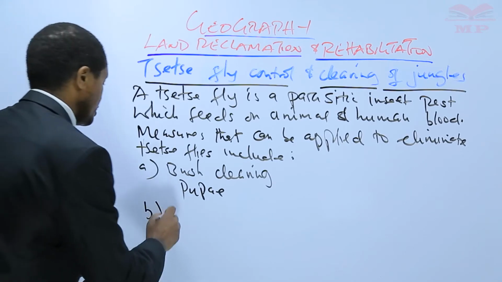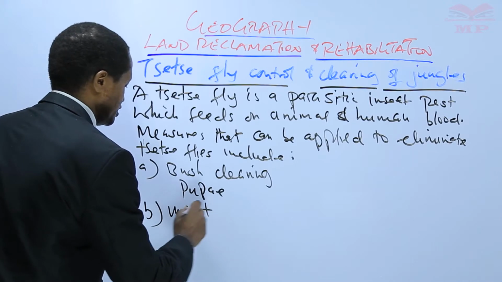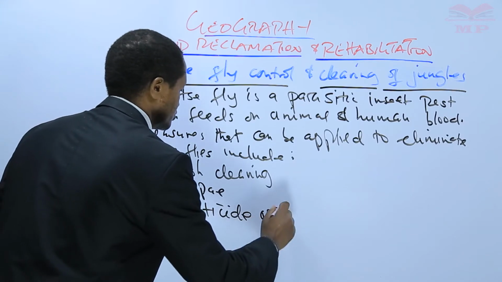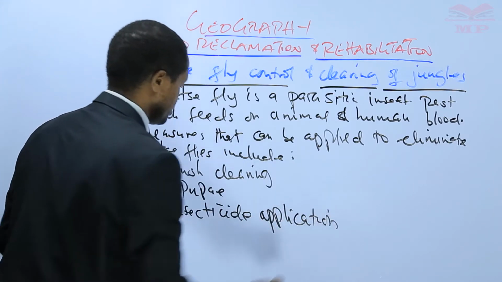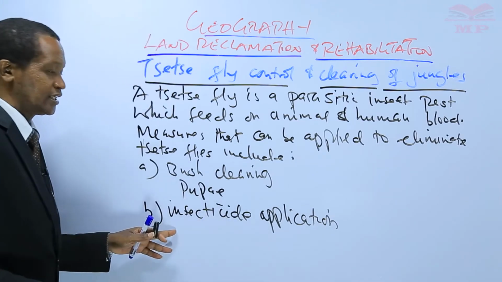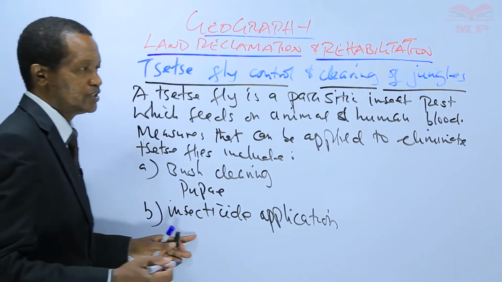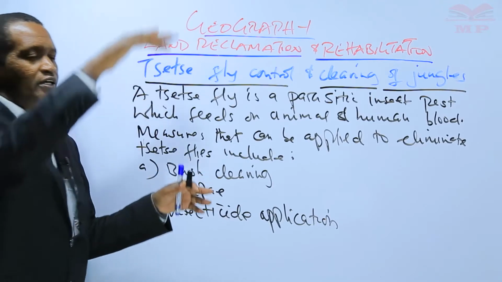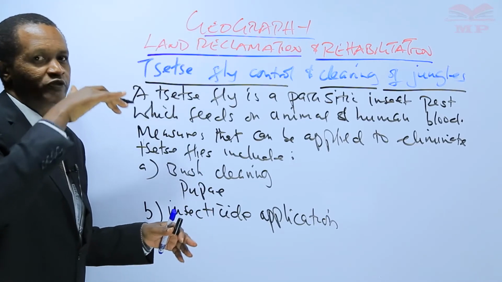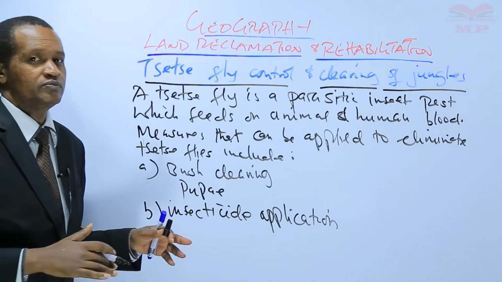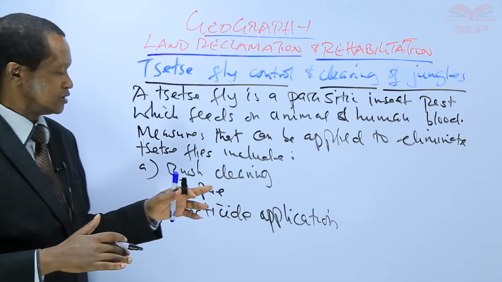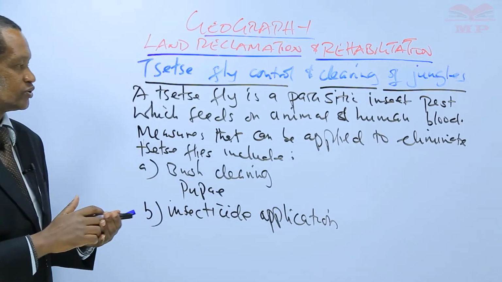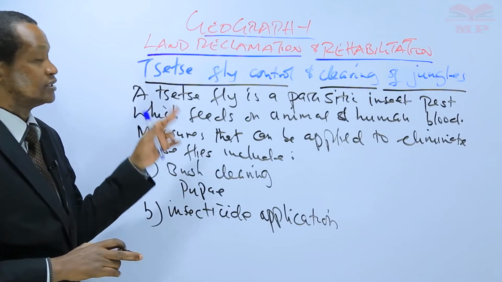B, insecticide application. This simply means apply insecticides. And this can be done through spraying from low-flying aircraft or from the ground. Learners, insecticide can be applied on vegetation in order to kill these tsetse flies.